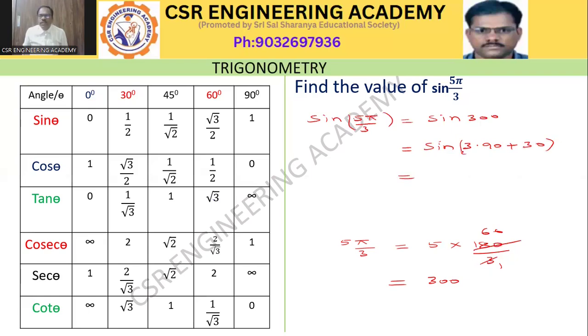The multiple of 90 is 3, an odd number. For an odd number, sine changes to cos theta, cos 30. So 3 plus 1, 4. 1, 2, 3, 4. In the fourth quadrant, sin 300 is minus, equal to cos 30 value. Cos 30, that is root 3 by 2. Minus root 3 by 2.